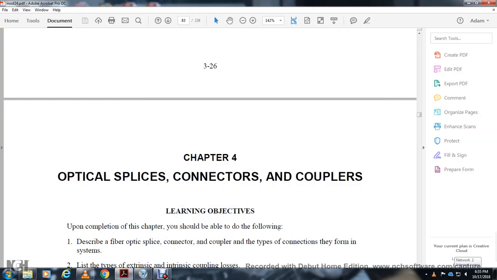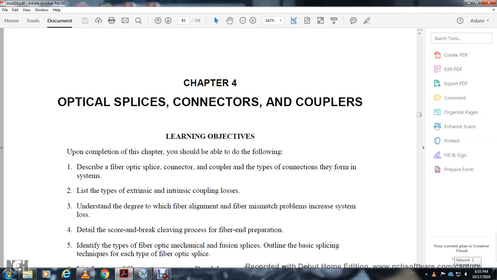Alright, Chapter 4: Optical Splices, Connectors, and Couplers. Learning objectives. Upon completion of the chapter, you should be able to do the following: describe fiber optic splice, connector, and coupler types of connections in the system. Describe intrinsic coupling losses. Understand the degree of fiber alignment, the fiber mismatch problems that increase system loss, and scoring, breaking, and cleaving, the process of fiber end preparation.